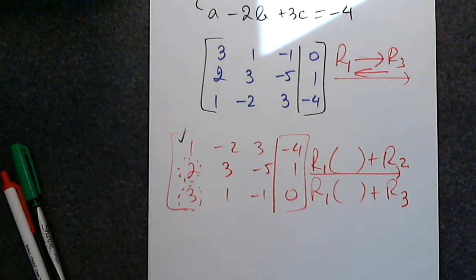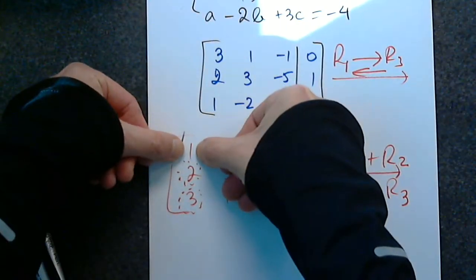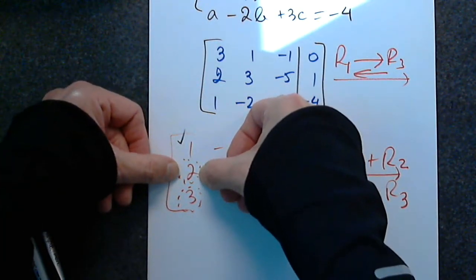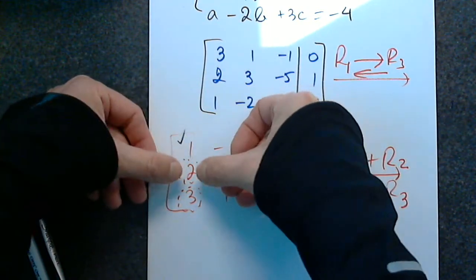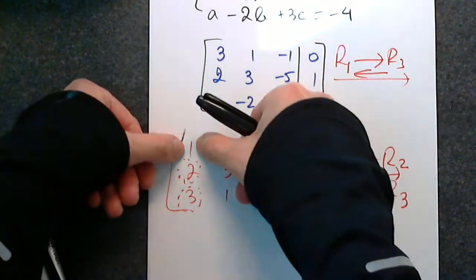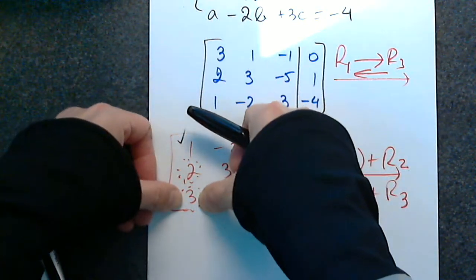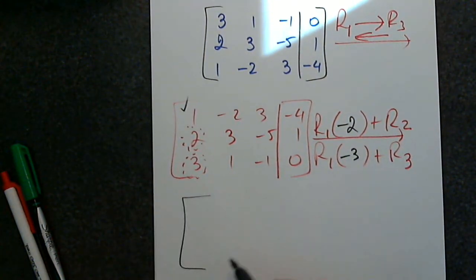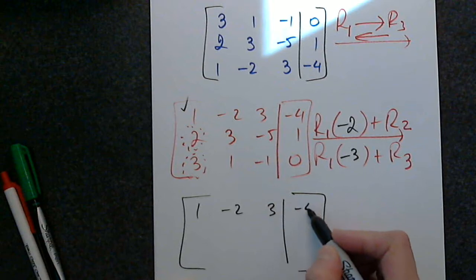And now I need to figure out multiplied by what? I need to multiply this 1 by something and add it to this 2 and get 0 instead of 2. What will I multiply 1 by to add it to this number and get 0? Of course. Now the same thing. What do I multiply 1 by and add to the 3 to get 0? Very good. Which row do I copy? Because it will be the only row that does not change at this point because I am using it. Yes, it has to be row 1. So 1, negative 2, 3, negative 4.